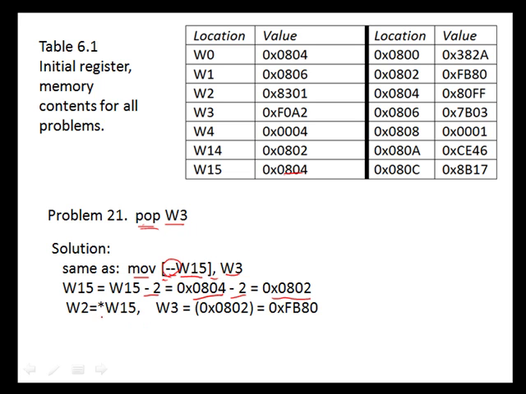At that point, we're going to copy what W15 is pointing at into W3. So W15 is pointing at memory location 802. Memory location 802 has the value FB80, so the new value of W3 is going to be FB80.